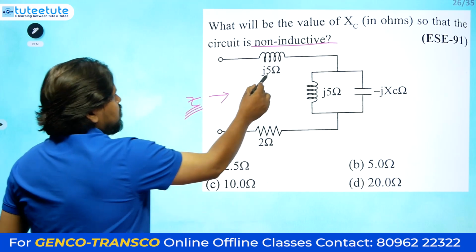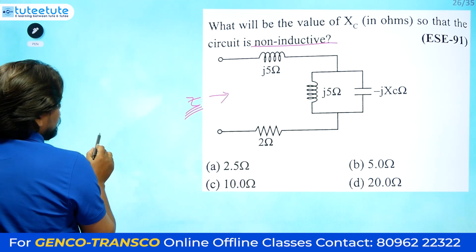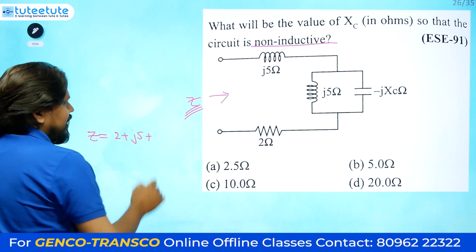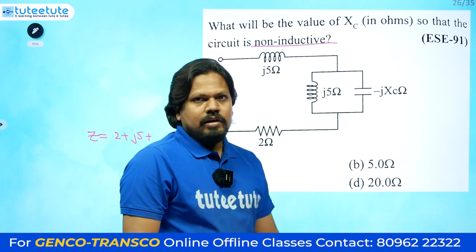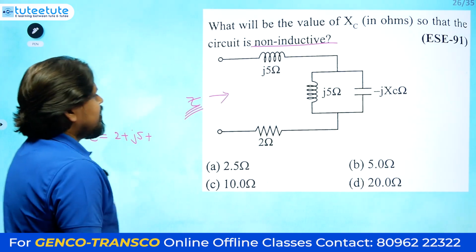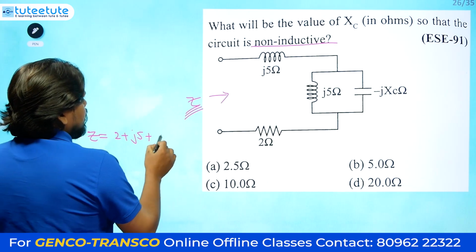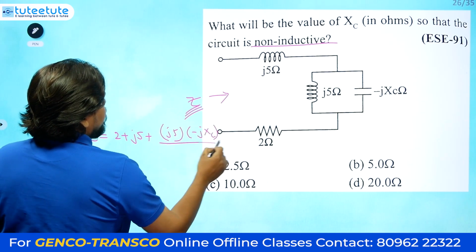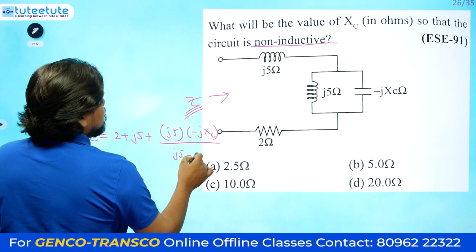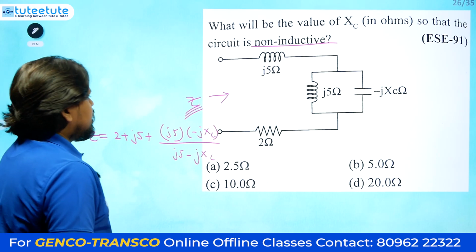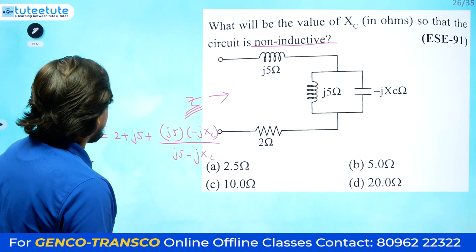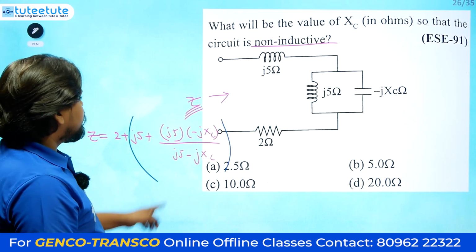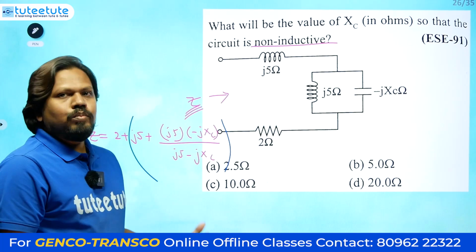Anyhow, J5 and 2 are both connected in series, so the complete impedance equals 2 plus J5, and these two are connected in parallel. Whenever two elements are connected in parallel, you need to write it as J5 into minus JXC divided by J5 minus JXC. That's why we have written it like this. These are the imaginary parts, and this is the only real part. But observe one thing: if you simplify this one, you will get some more imaginary part also.